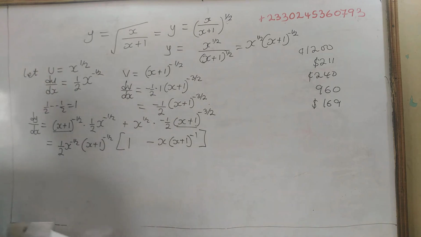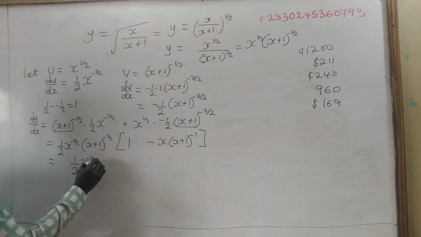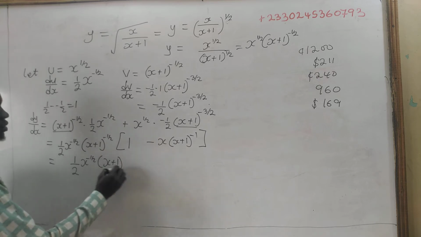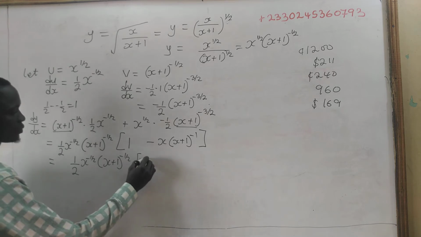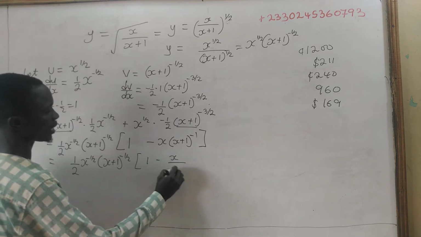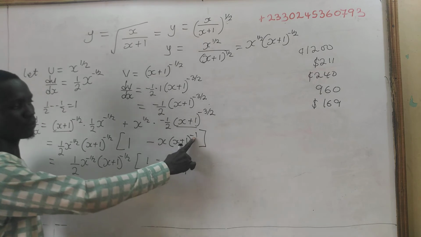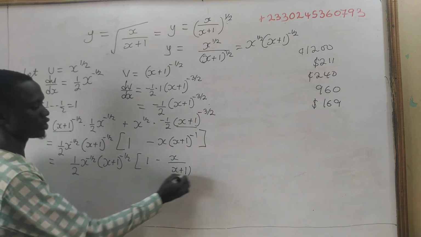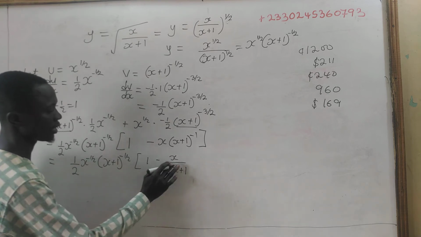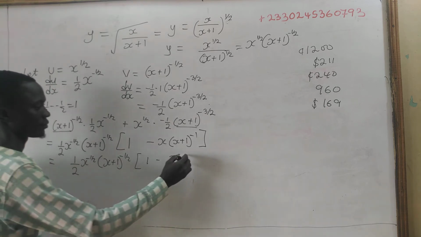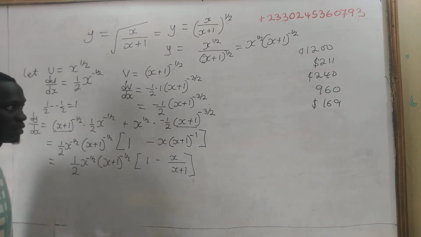Very simple as that. So this is the same as 1 on 2, and then x to the power negative 1 out of 2 times x plus 1 to the power negative 1 out of 2 times 1 minus x divided by x plus 1. It is to the power negative 1, so if it comes down, it will be power positive 1. And power positive 1 is the same thing. So now let us continue.